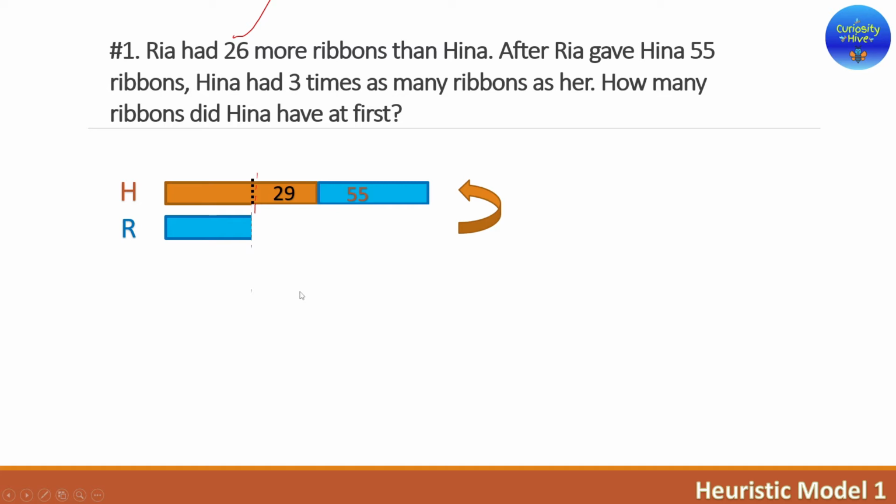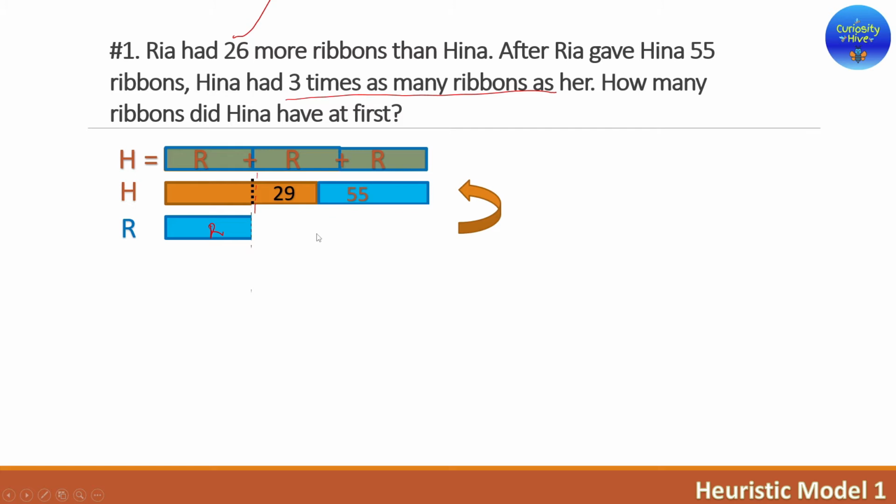And then they have given this information that after giving 55 ribbons, the new portion of Hina's ribbons is 3 times that of Ria's ribbons. So that means the new R, let's call this R only. So Hina has 3 times this R portion. So H is equal to 3R. Now just look at the images. Both of these H bars are the same. It is just that we are depicting the new H bar differently.